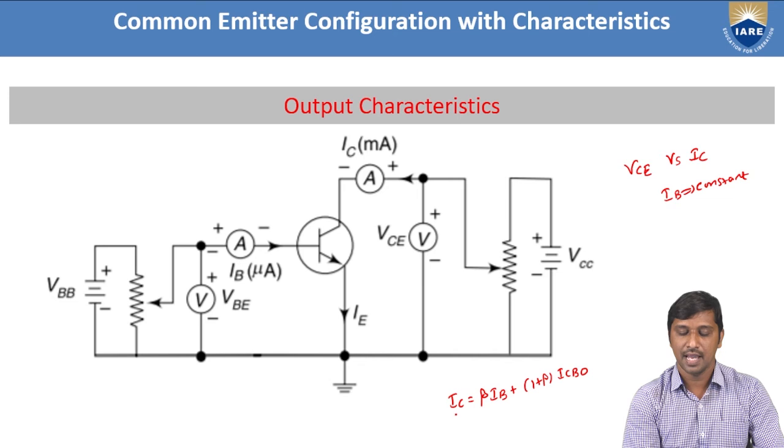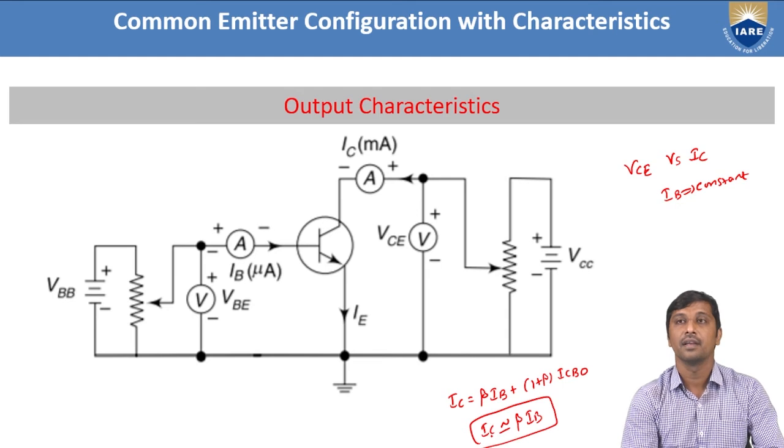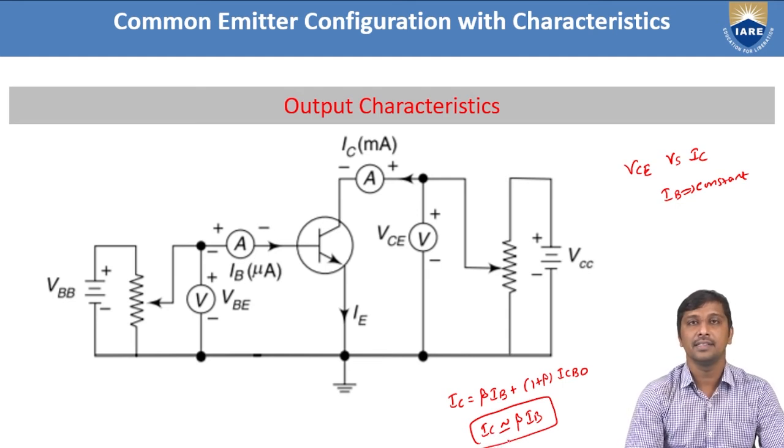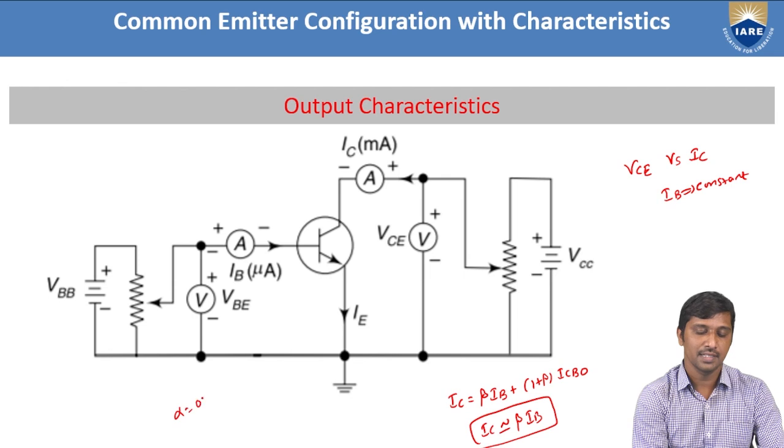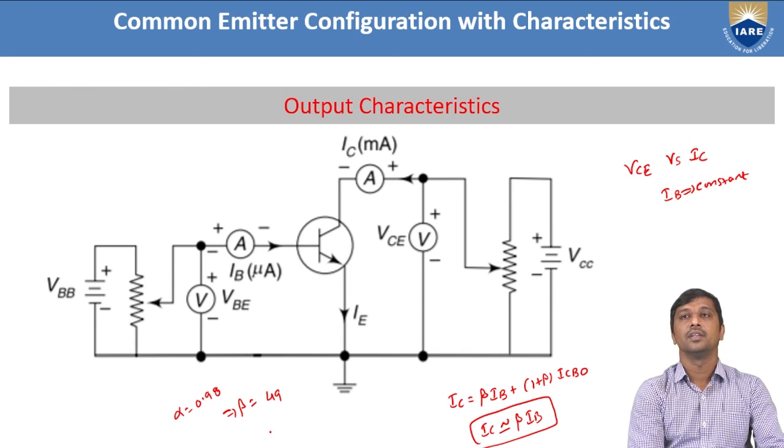That is, IC equals beta times IB plus (1 plus beta) times ICBO. If you assume from this relation that the reverse saturation current is very small compared with your base current, then IC is approximately equal to beta times IB. And here IB is a very small current, but beta is a large value. We already observed that if alpha is considered as 0.98, then beta changes to 49.